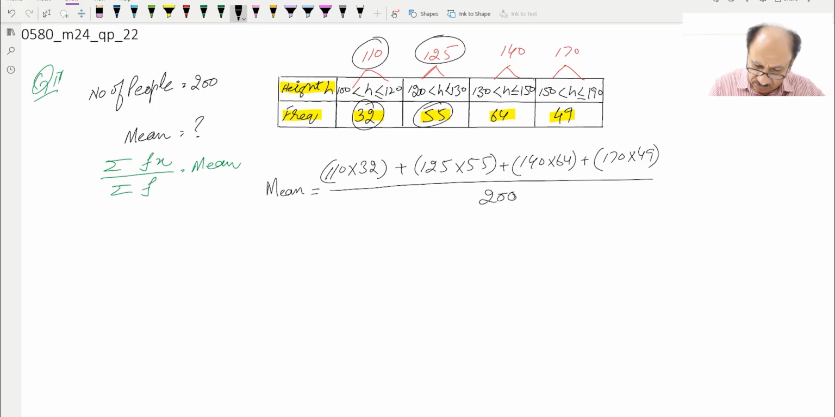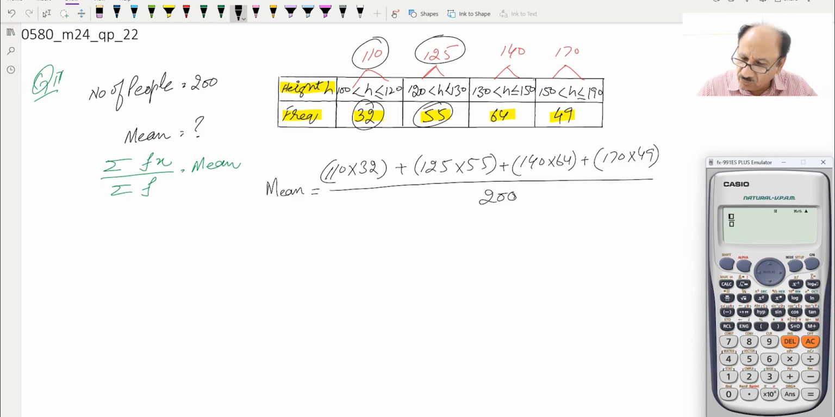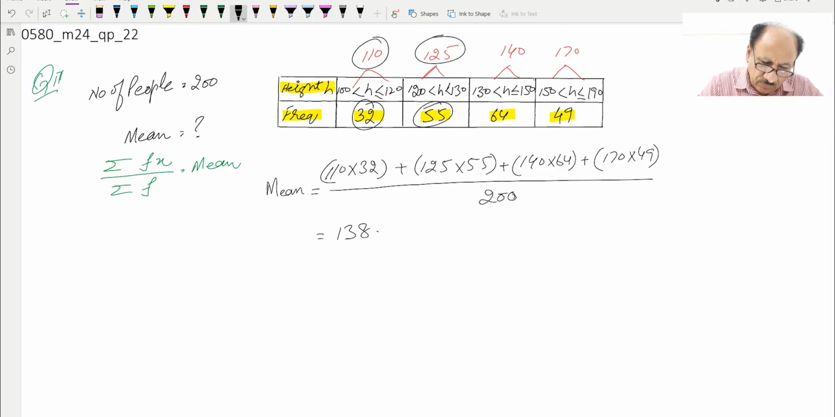And now the rest is just calculation, which we will be doing with the help of a calculator, but we need to do it carefully. So it will be 110 into 32, plus 125 into 55, plus 140 into 64, plus 170 multiplied by 49, and divided by 200. We will get 138.425. So we can write 138.425, and this one we can give as our answer. This is in centimeters, and this is a 4 marks question which we have done.